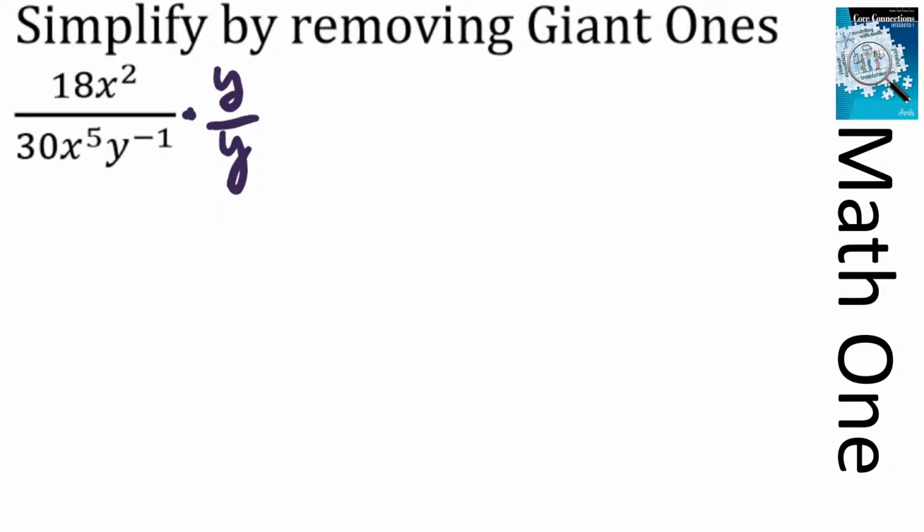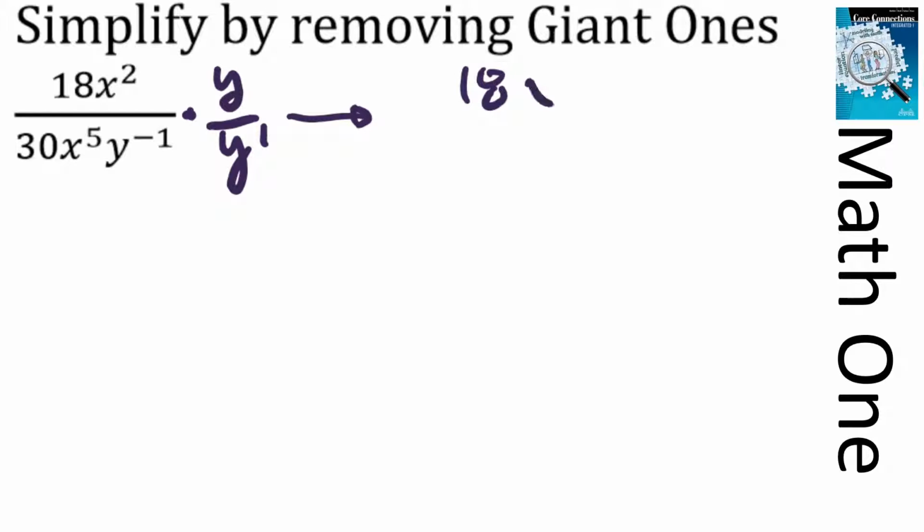So it's not just a matter of removing the giant one, but I can use a new giant one to fix things. If I take a look at this, my denominator now has a y to the first power times a y to the negative 1 power. Well, those two together equal just a factor of 1. By thinking about the giant 1 this way, it's a convenient way of dealing with negative exponents, because now I don't have a negative exponent in my denominator.